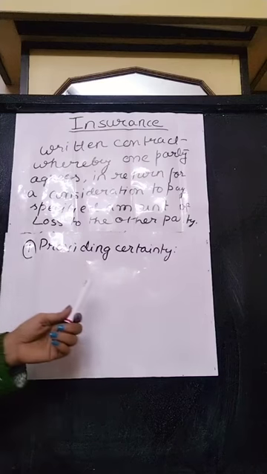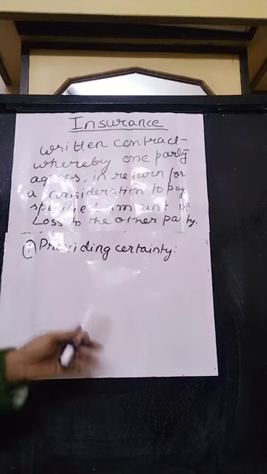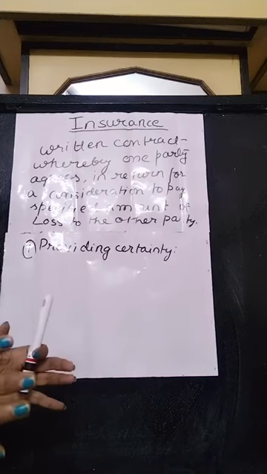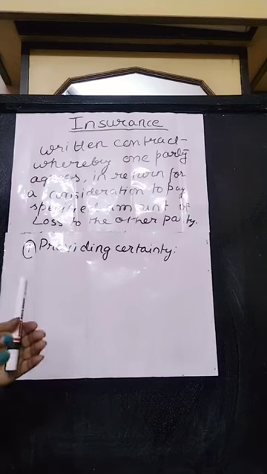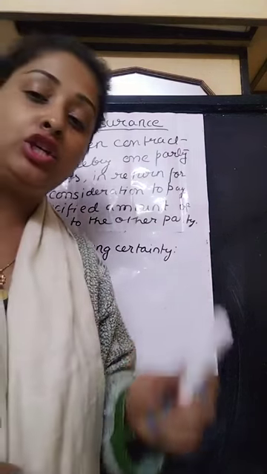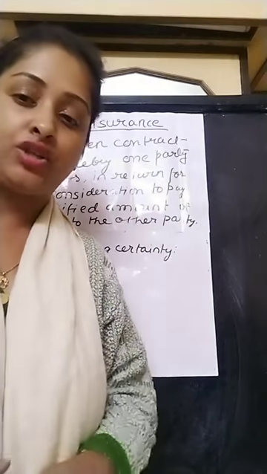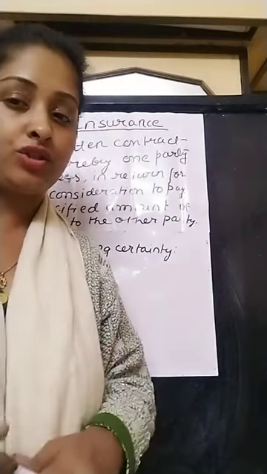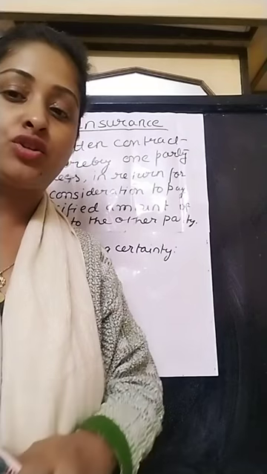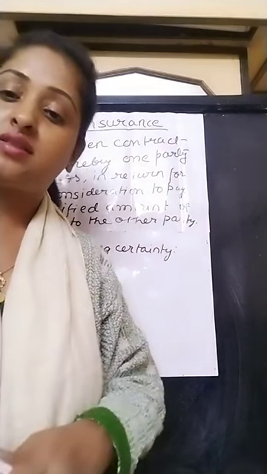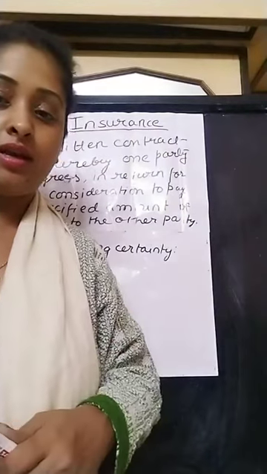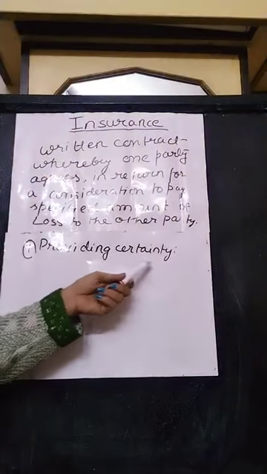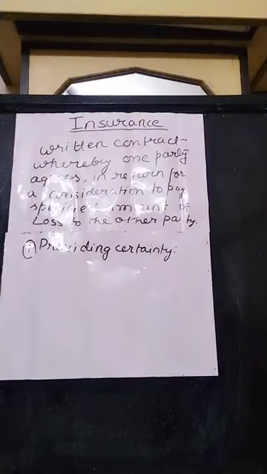So first is providing certainty. A guarantee is there, a certain amount of compensation, a certain amount of indemnification. Again, a new term you have learned, indemnification. Indemnification means compensation. A certain amount of compensation is paid to the one who has suffered, to the unfortunate member who has suffered the loss. So this is the first function, providing certainty.